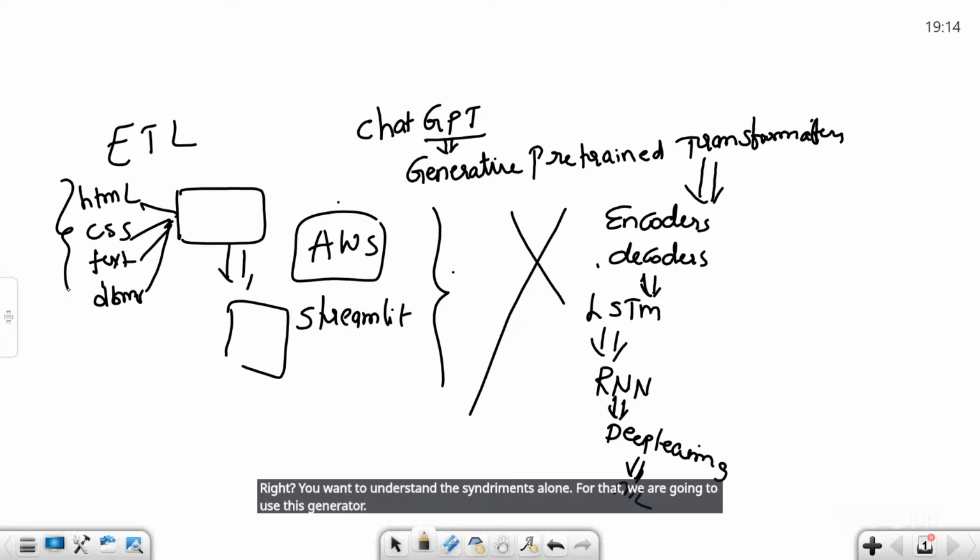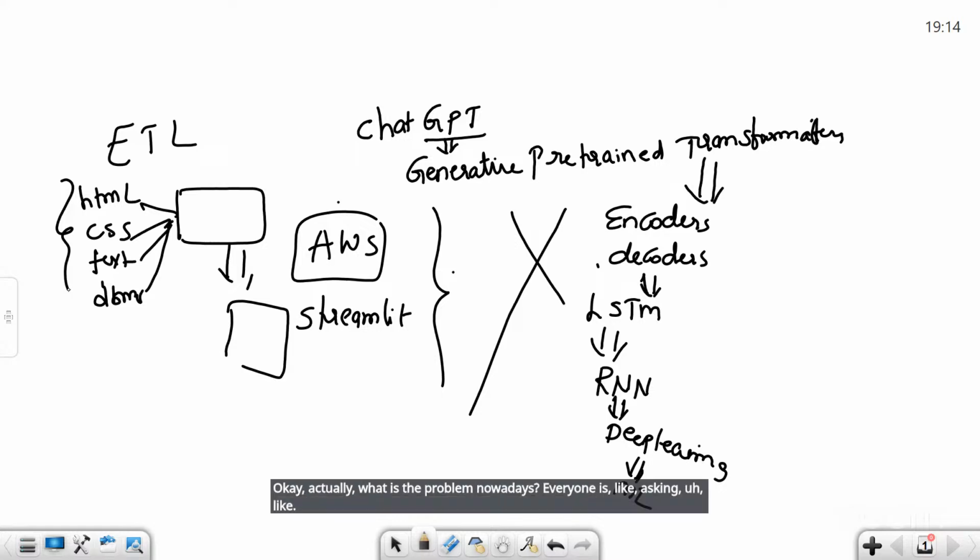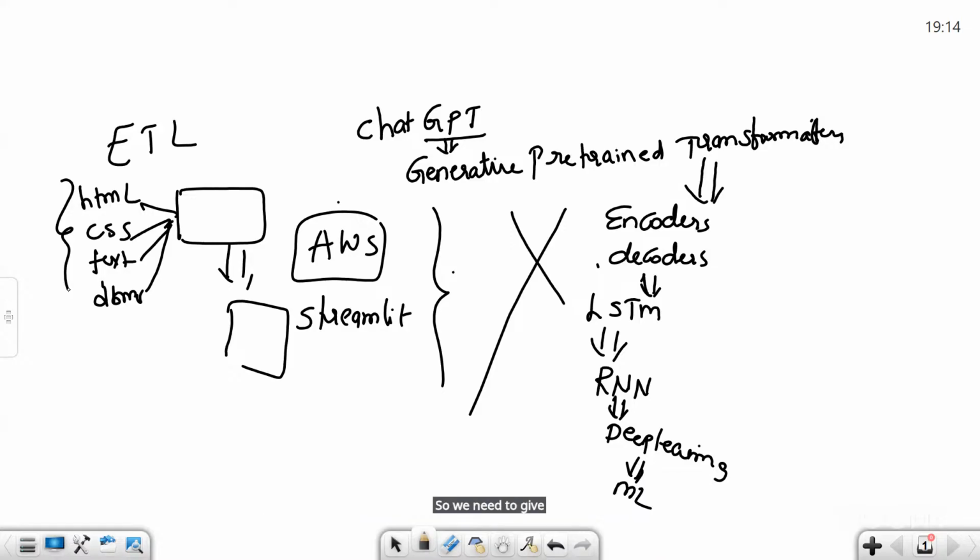Actually, what is the problem nowadays? Everyone is asking how you bring AI into your regular work, how you can speed up the work. So we need to give statistical figures to our management. That is what is happening in offices. So how will it be helpful? How can I tell them this is where I can use it? Because I came from an ETL background.